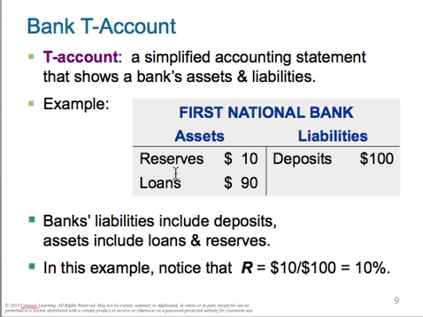They have the rights to that loan. They can call the note on it. They have money coming in every month on that loan. They're earning interest on that loan. And then, of course, the reserve requirement: they're holding back $10. Very simplified example here.